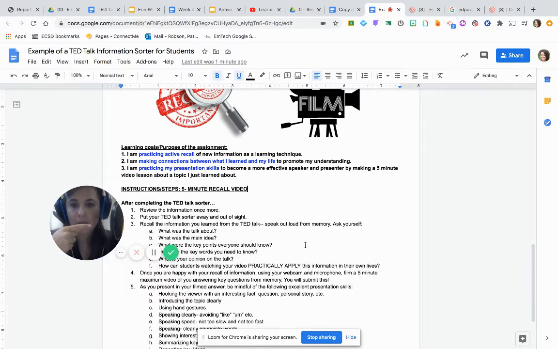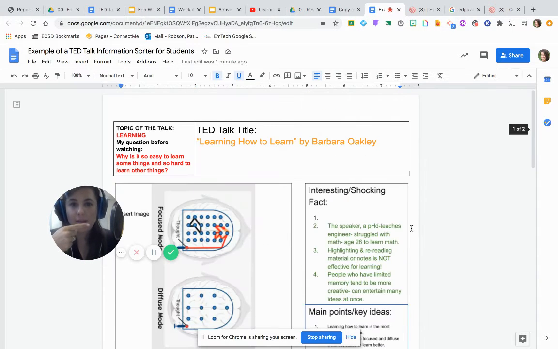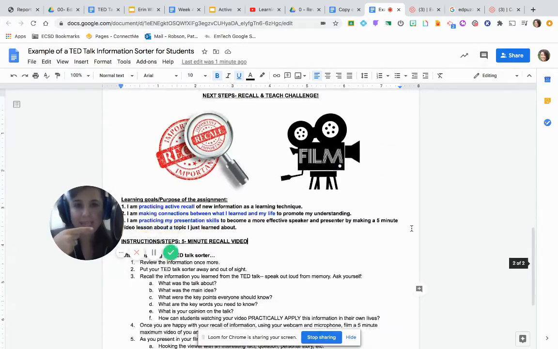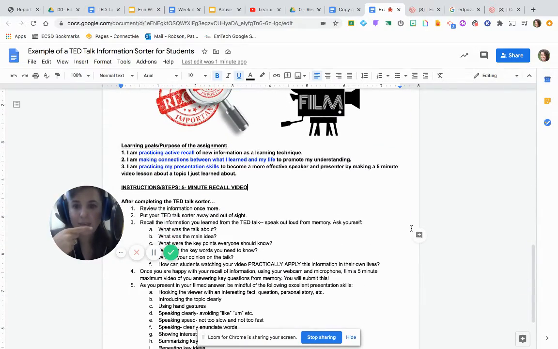There are a few steps to follow. After you've completed the TED Talk sorter, you're going to review the information once more, and then for recall, you have to actually hide the information so you can't see it. That's a key. And then you have to practice your speech by actually talking out loud and answering questions based on what you learned from the TED Talk, so you can find out which areas you're weak in and which areas you're strong in.